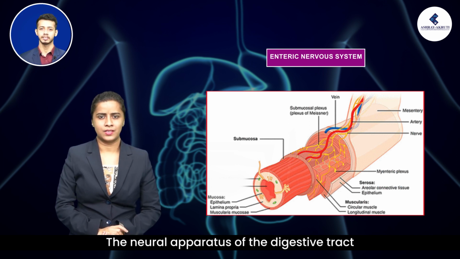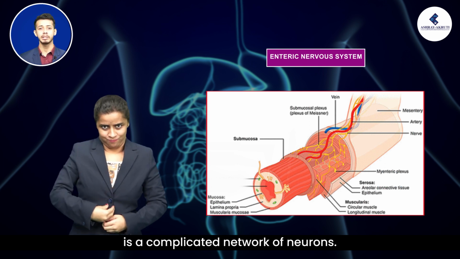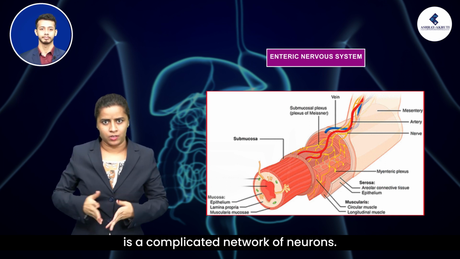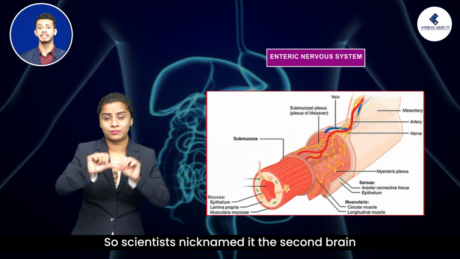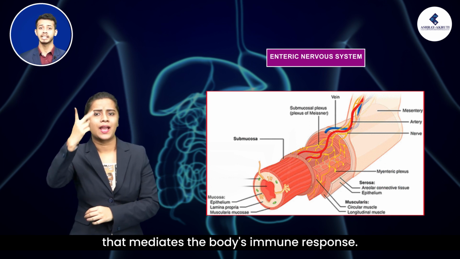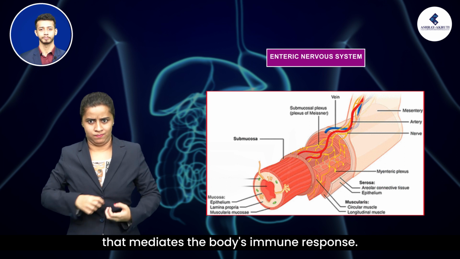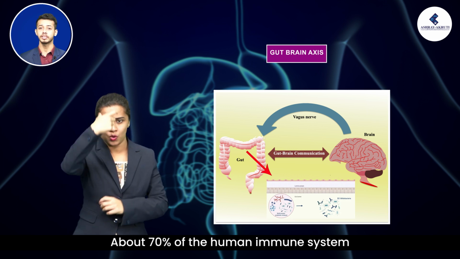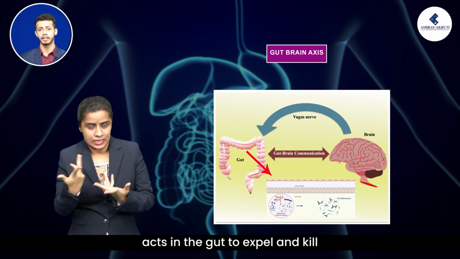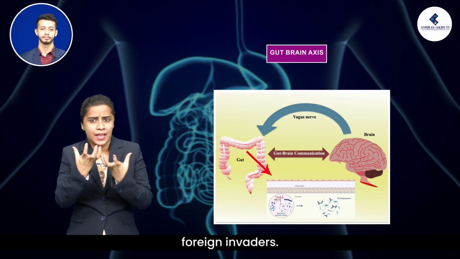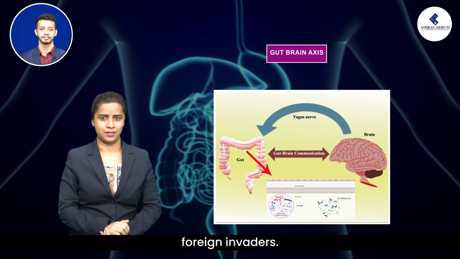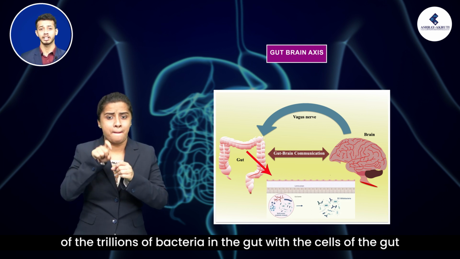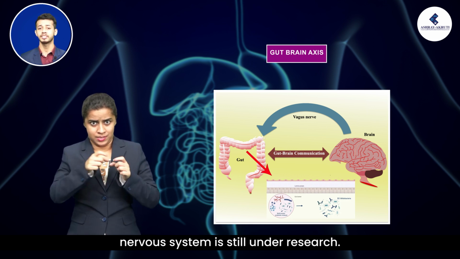The neural apparatus of the digestive tract is a complicated network of neurons. So, scientists nicknamed it the second brain, which mediates the body's immune response. About 70% of the human immune system acts in the gut to expel and kill foreign invaders. The communication of the trillions of bacteria in the gut with the cells of the gut nervous system is still under research.